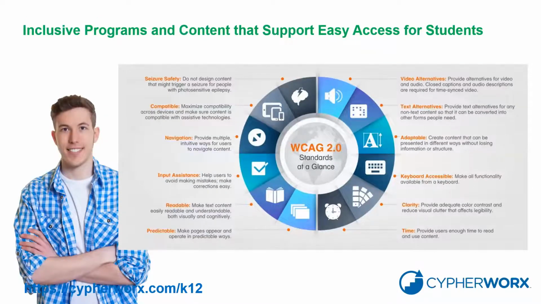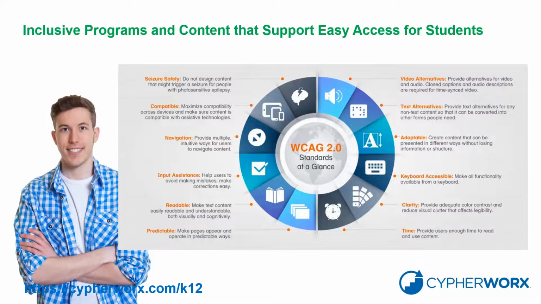Inclusive programs and content that support easy access for students. Our content and learning content management system meet WCAG 2.0 level AAA compliance. And that means that we go beyond standard Section 508 government compliance to offer the highest level of inclusivity. What is WCAG compliance? It is Web Content Accessibility Guidelines, which defines how to make web content more accessible to people with disabilities. Accessibility involves a wide range of disabilities. So these can include visual, auditory, physical, speech, cognitive, language, learning, and also neurological disabilities.